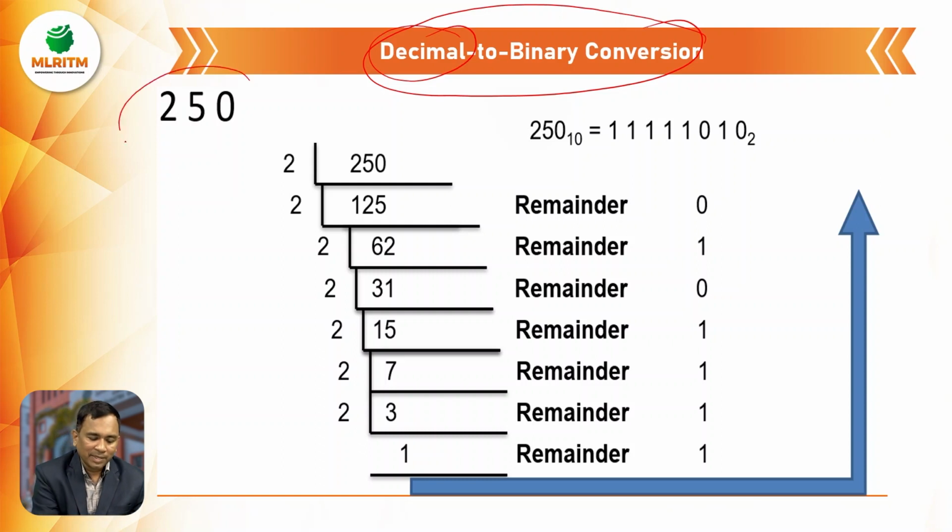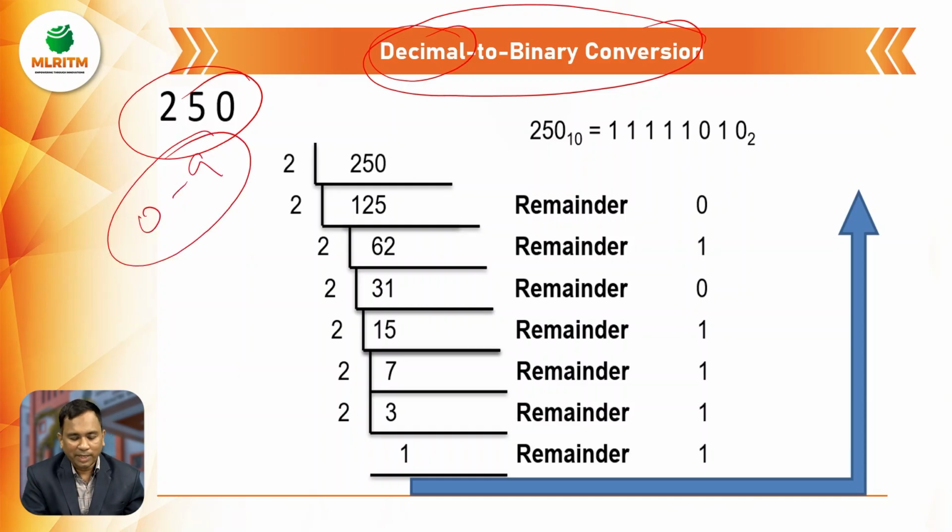In this case, I'm taking the example of the decimal number 250. 250 is a decimal number. How do you say 250 is a decimal number? A decimal number varies from 0 to 9. 2 is within the range, 5 is within the range, 0 is within the range. So finally it is a decimal number. How do we convert it to binary format?